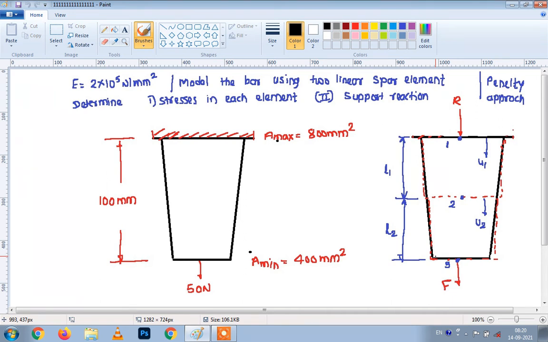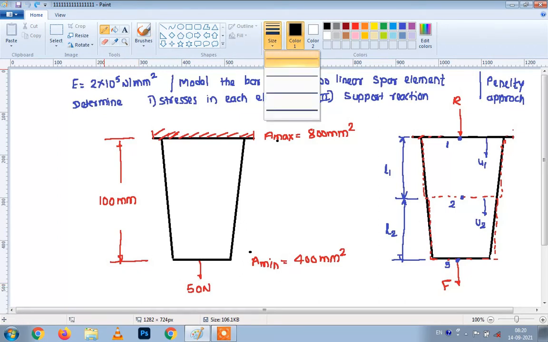Hello everyone, in this video we are going to see one numerical on tapered plate. Now here in this numerical a tapered plate is given whose value of E, that is Young's modulus, is 2 into 10 raised to 5 Newton per mm square, and it is loaded by 50 Newton force in downward direction.